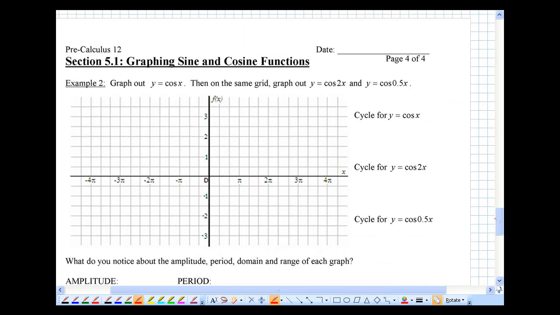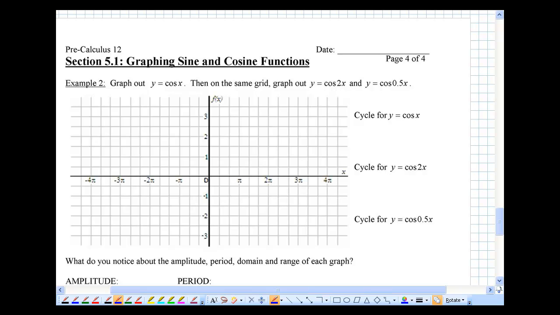Example number 2. I'm going to ask you to graph out cosine x. And then on the same grid, I'm going to ask you to graph out y equals cosine 2x and y equals cosine 0.5x. Okay? We're almost done. This should be very similar to what we did before in chapter 1. So if you did well in chapter 1, naturally you should be okay here too.